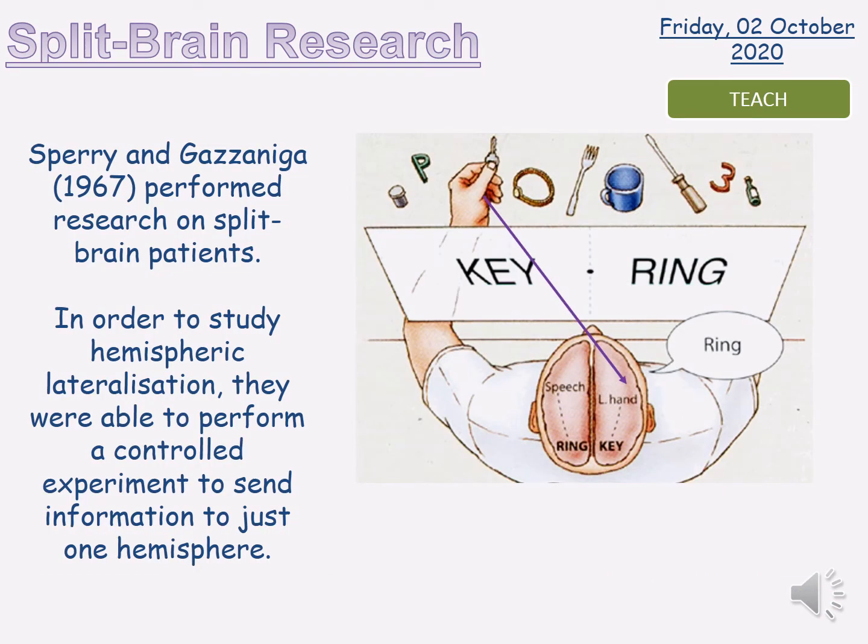Now, in 1967, Sperry and Gazzaniga performed research on split brain patients. The pair of them set up a system to, again, transmit information into the left visual field, which is processed by the right hand side of the brain, the right hemisphere. So it was really important that he had a carefully crafted experiment, to make sure that the methodological processes were valid.